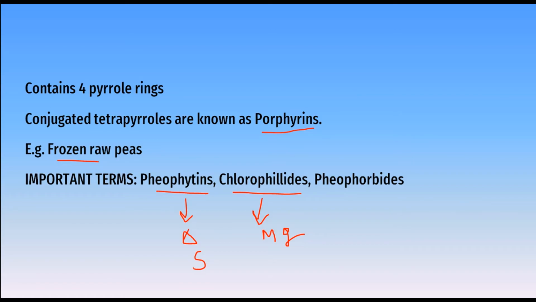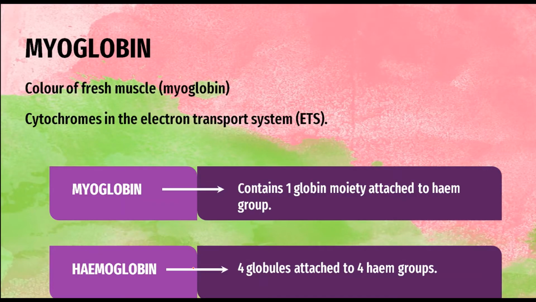Next we will discuss myoglobin and hemoglobin. The color of fresh muscle is due to myoglobin. Muscle pigments like cytochromes or yellow coenzymes and hemoglobin are present in the electron transport system.